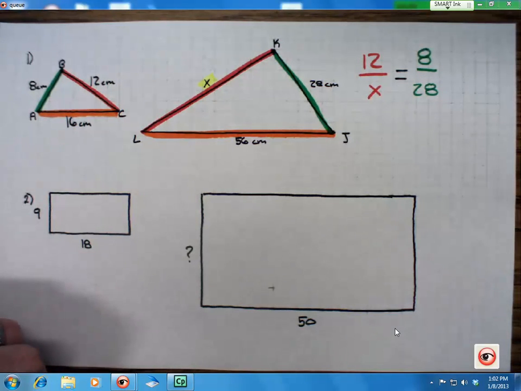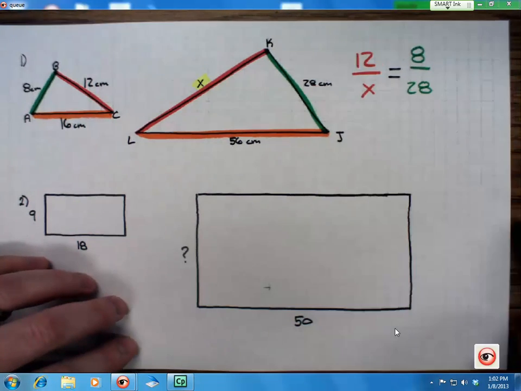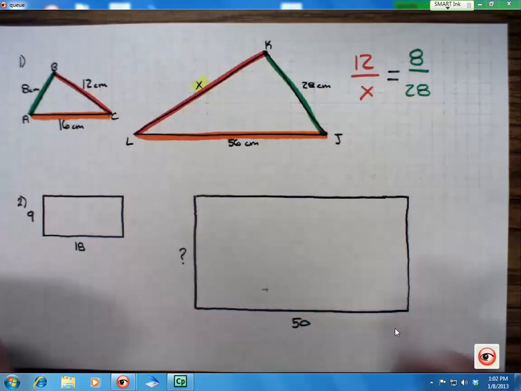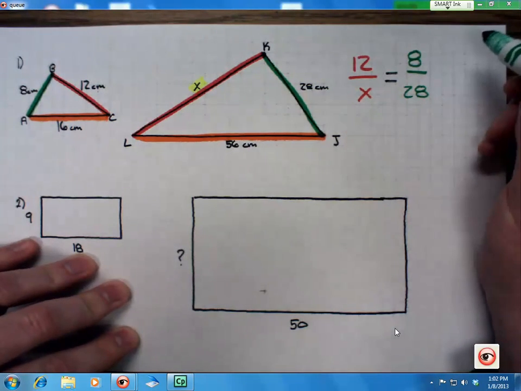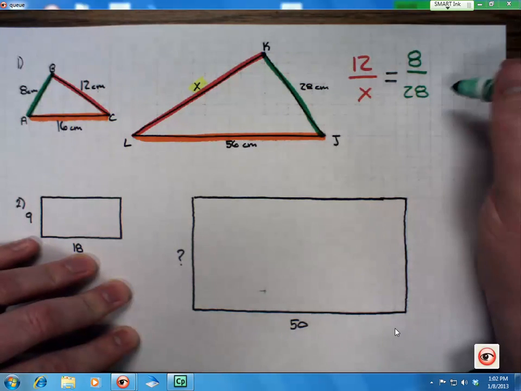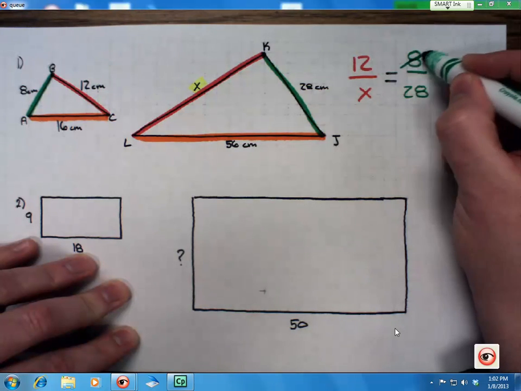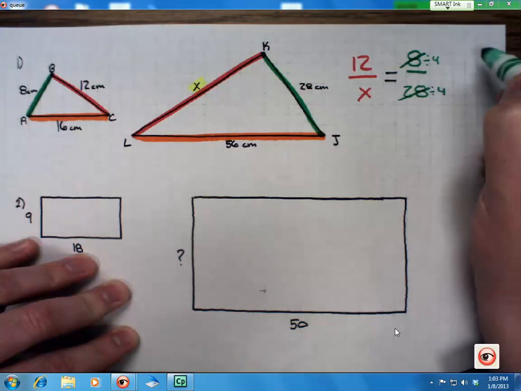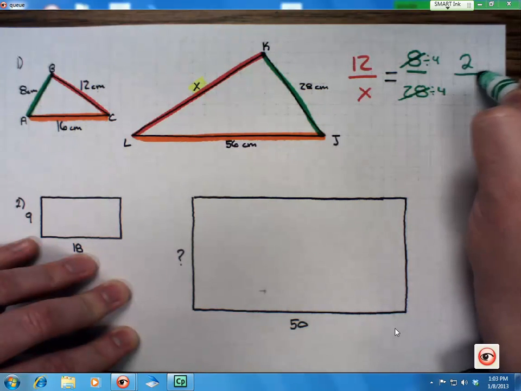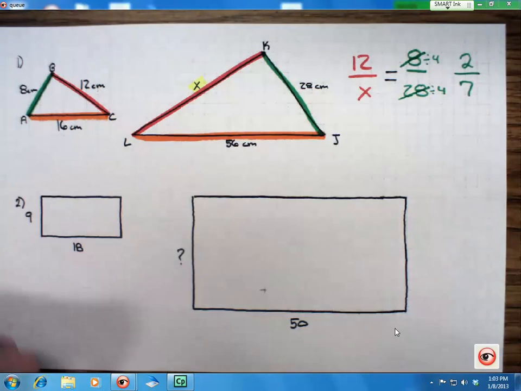I can cross multiply right now. But if you notice, I have 8 over 28, which I can simplify, and I'm going to simplify that because it'll make our multiplying and dividing a little bit easier. So what number goes into both 8 and 28? Yeah, 4 will. So I'm going to divide both of those by 4, which gives me 2 over 7.